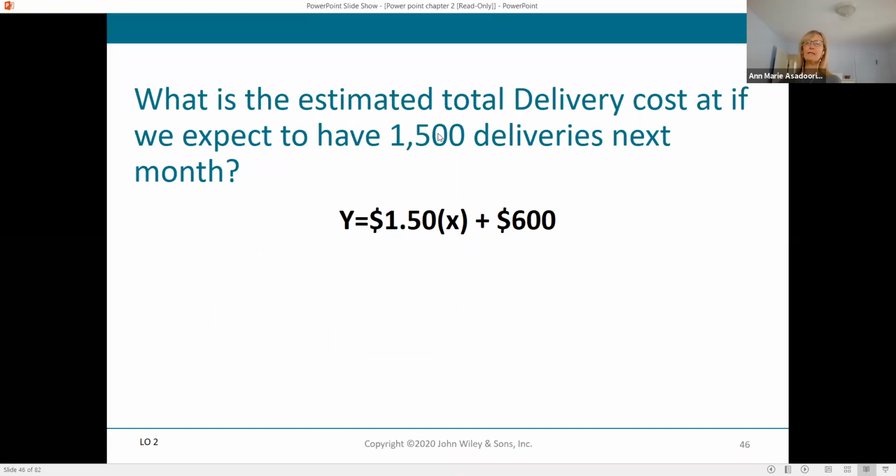Okay, so here's your question. What is the estimated total delivery cost next month if we're expecting to do 1,500 deliveries? And this is your poll question.